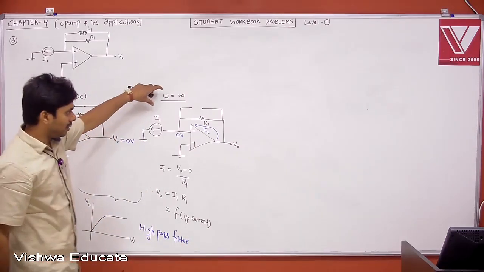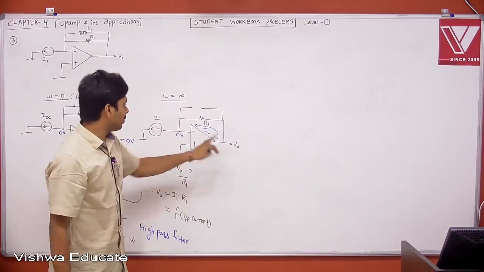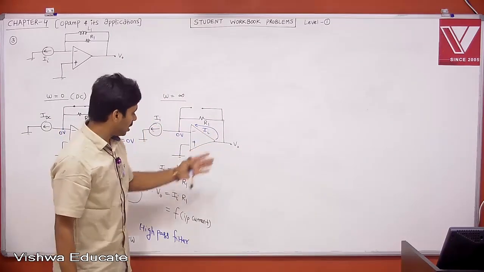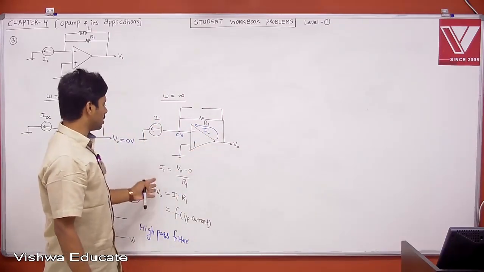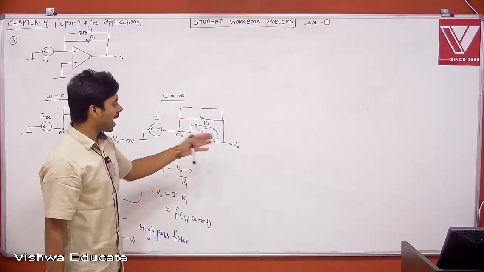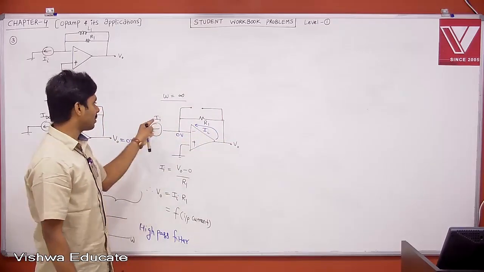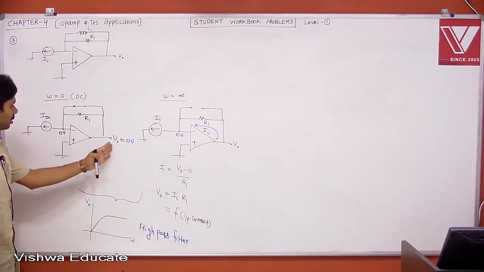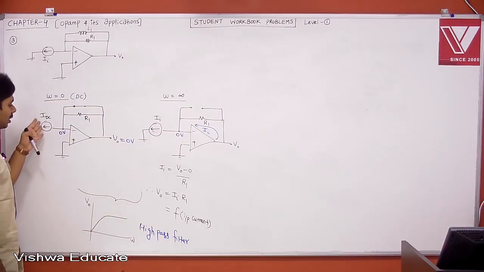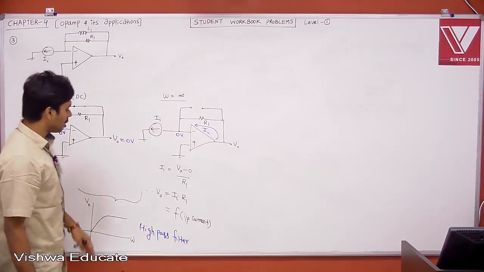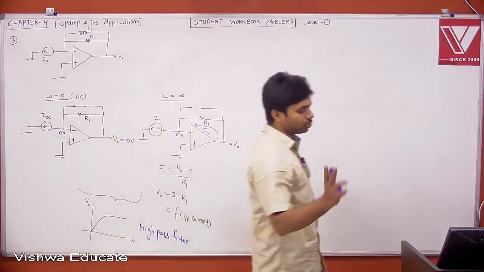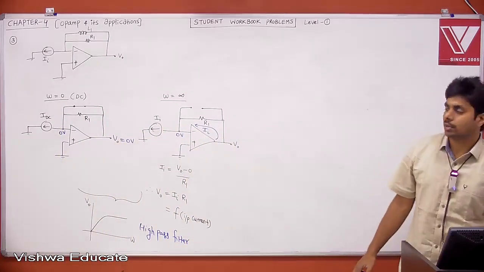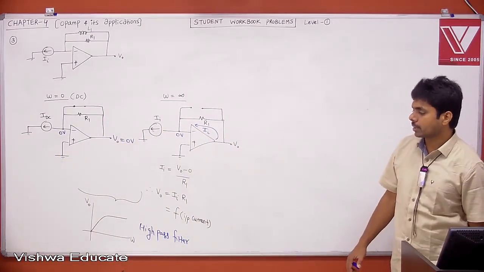Ultimately, at very high frequency, your V naught is a function of your input. Means input is passing. If you change your input, your V naught will change. Therefore, your output is tracking your input. Means input is passed to output. But here your output is 0 irrespective of your input at low frequencies. Therefore, at low frequencies it is not doing that. At high frequencies it is doing that. Just 2 points are enough. Sometimes 3 points. Therefore, we can find the type of filter.